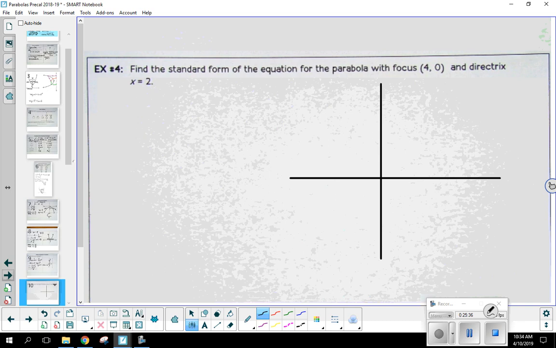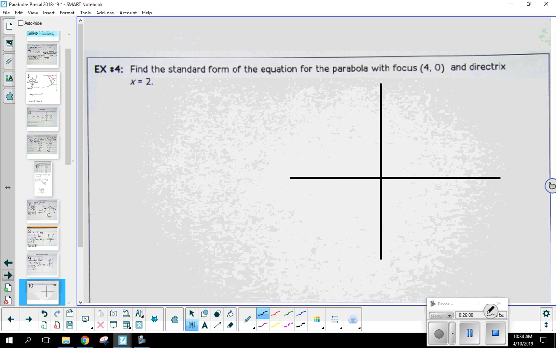All right. We got 2 problems left. Find the standard form of the equation for the parabola with the focal point at (4, 0) and directrix x equals 2. See, this one does not provide you with a graph, and it just gives you a couple bits of information. This is basically what you can expect. Okay. So would you like a moment or two to try this one?